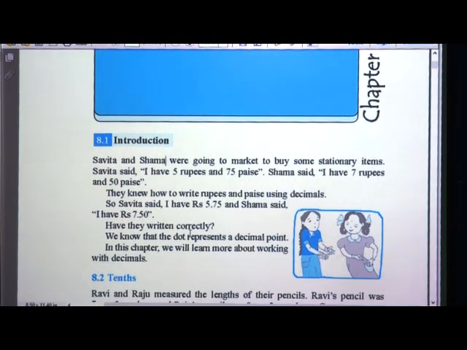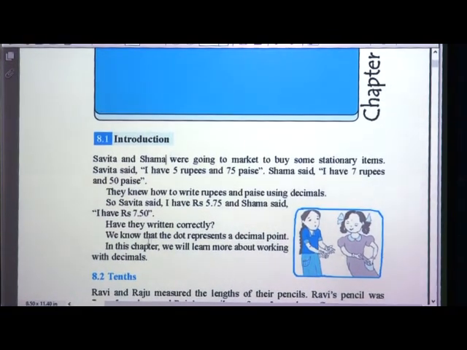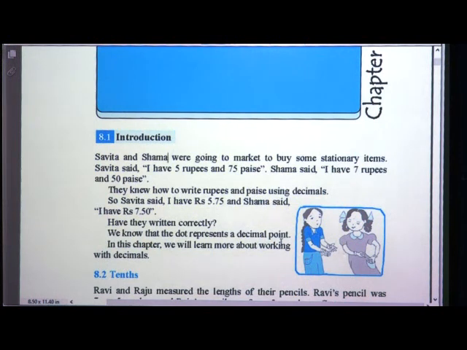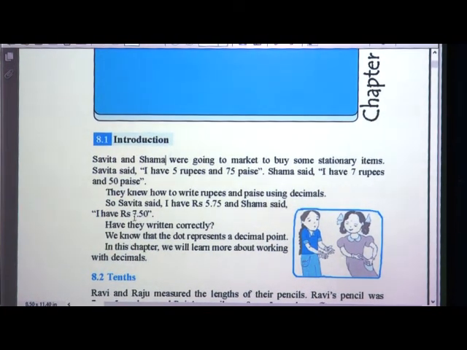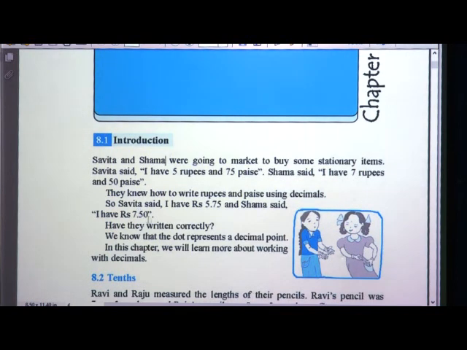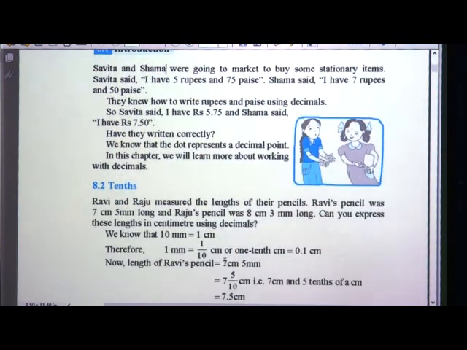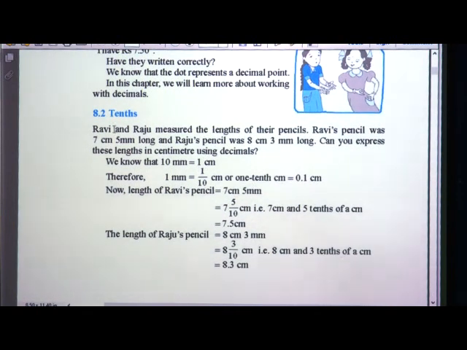Have they written correctly? Yes. We know that the dot represents the decimal point. So in this chapter we will learn more about decimals, where they are used, what the place values are, and solving many more sums on decimals. So let us see by starting with tenths. We know tens; after the decimal point we have some different place values. So we are going to see this in detail in this lesson.